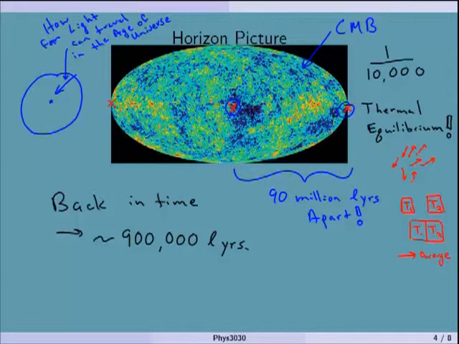So the universe is expanding at this early time, and we're going to do a little digression, actually. Let's do a little digression about what we're trying to talk about here.